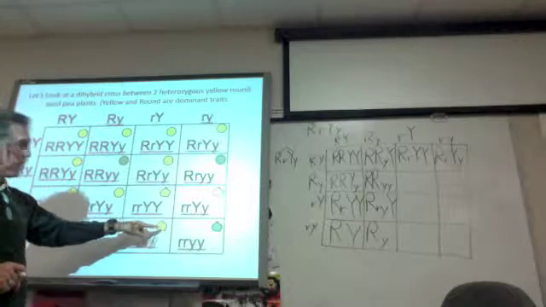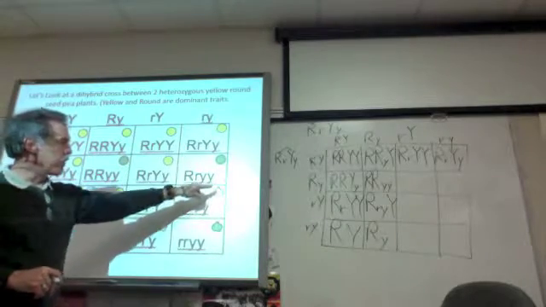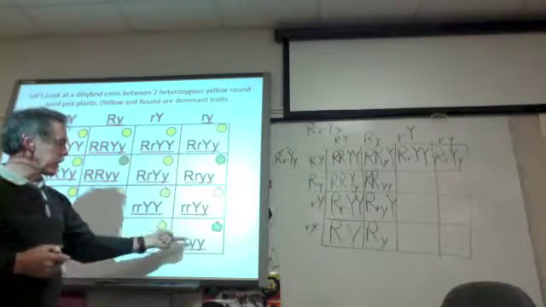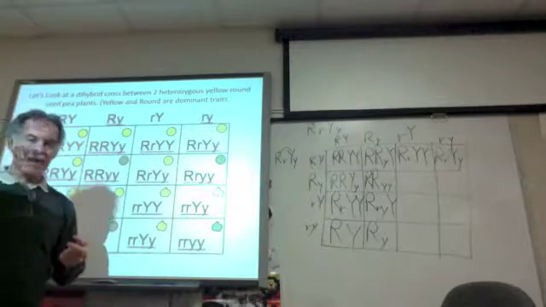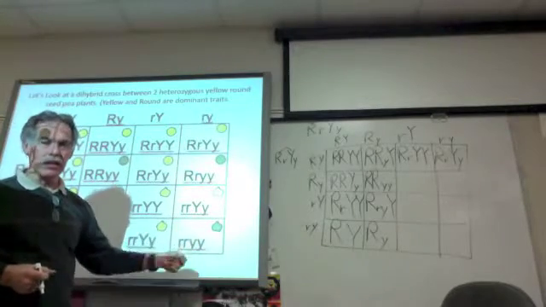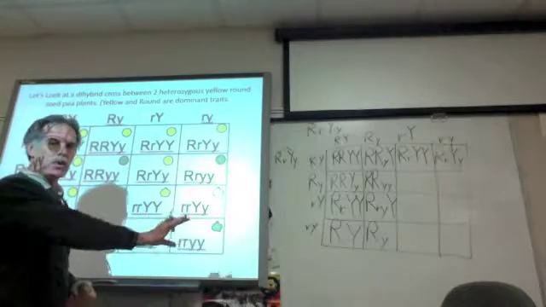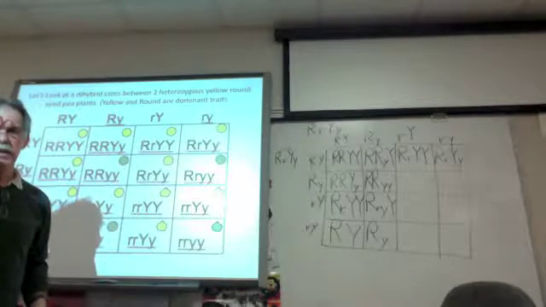It's wrinkled. Little r, wrinkled. Little r, wrinkled. And little r, wrinkled. And the only time we're going to have a wrinkled and green together is when we have little r, little y, because there's no dominant gene there, so the recessive shows up in both cases.